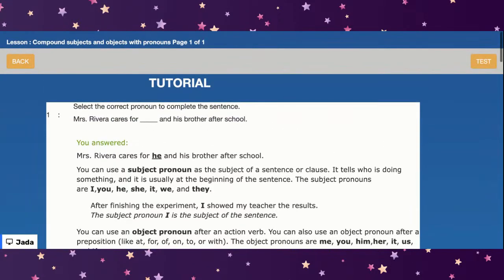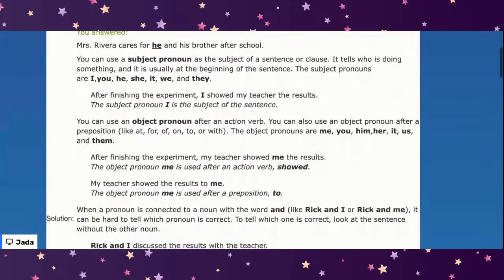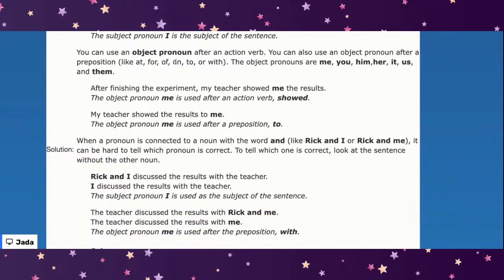So this is compound subject and objects with pronouns. It's similar to what we've been doing, literally the same thing. We know that the subject pronouns are I, you, he, she, it, we, and they. These are the normal subject pronouns, and a subject pronoun tells who is doing something. An object pronoun comes after an action verb or after a preposition. The object pronouns are me, you, him, her, it, and us.